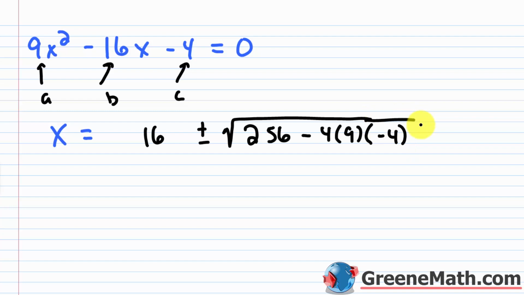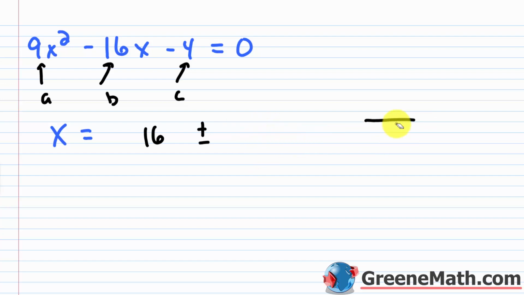So what's this going to give me? Negative 4 times 9 is negative 36. Then times negative 4 is 144. So 256 plus 144 is 400. If I have the square root of 400, that would be 20, okay? So write this as a 20 here. Then this is over 2 times a. Again, a is 9, so this is 18.